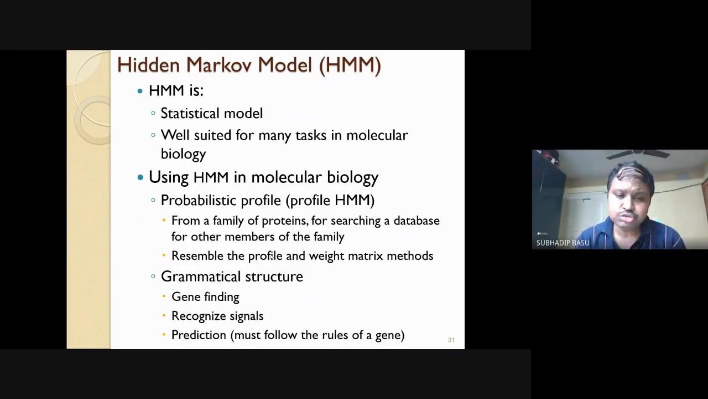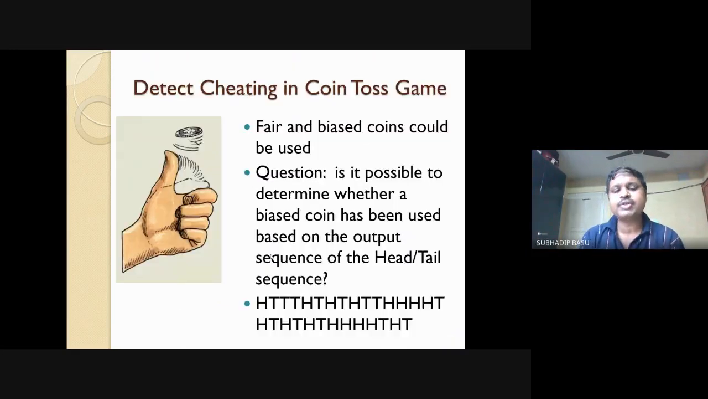So we'll see what that means, and then it can also be used for grammatical structures like gene finding, recognizing signals, and prediction, like different types of predictions of the gene, the function predictions, etc. So we can follow the specific rules of a gene, and we can apply it in some kind of probabilistic and predictive models. So we'll specifically see how it can be applied there.